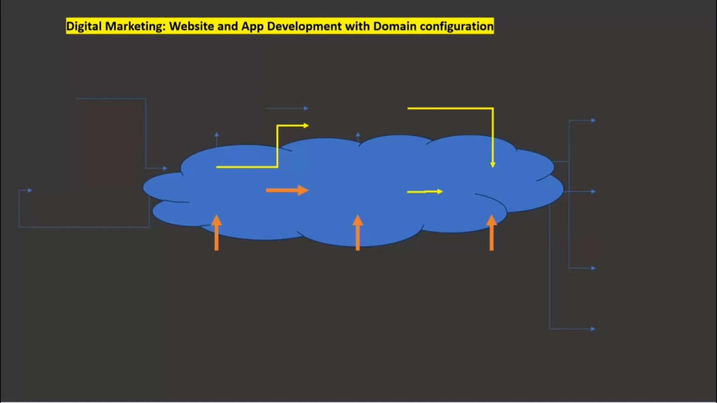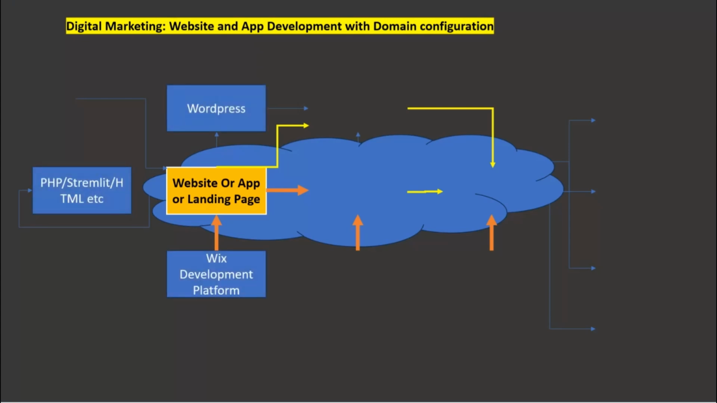So to start your digital marketing, you have to have one website. You have to develop one website, you have to develop an app, or you have to develop one landing page. How can you do that? You can use platforms like WordPress, Wix, or you can use any code to develop your website. Nowadays, platforms are there which can develop your website in 5 minutes. I will show you how. Once your website is developed, the process here is you have to give a name to your website.